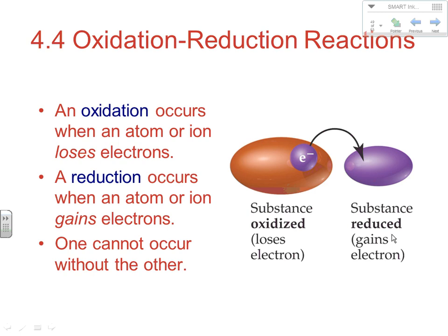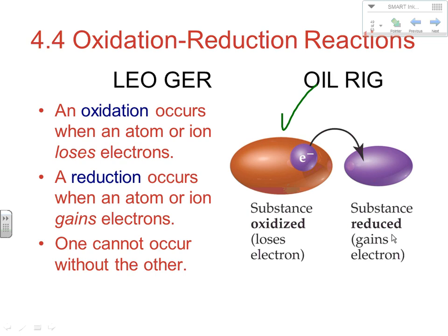Now, the substance that is oxidized is the substance that loses the electron. So the substance on our left here would be our substance that's oxidized. And the substance on our right is the substance that is gaining electrons, so that is what's reduced. Now, a way to remember this: Leo goes grr. So Leo the lion goes grr. Loss of electrons oxidation, gain of electrons reduction. Another way to remember it is oil rig. So these are just memory aids to help you remember what's going on with oxidation reduction for the test. Oil: oxidation is loss of electrons. Rig: reduction is gain of electrons. So those are two mnemonic devices to help you remember what's happening with oxidation reduction.